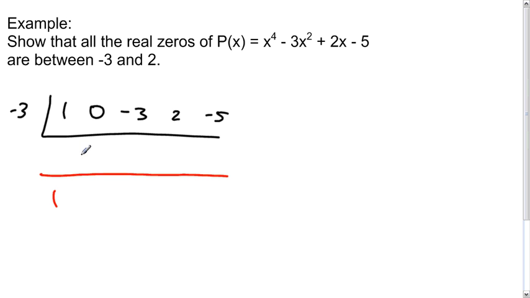Bring down the 1, multiply by -3, add, multiply, you get 9, add, you get 6, multiply for -18, add, you get -16, multiply, you get +48, add, you get 43. So the signs alternate, positive, negative, positive, negative, positive, which means that there's nothing smaller than -3.